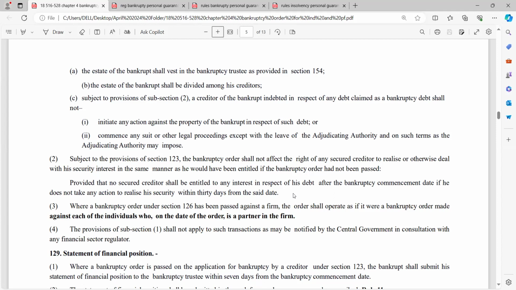Sir, what is this interest? Security interest or any interest payment? No, interest payment. Interest in respect of his debt. Okay, so it is interest on the debt. So his interest on the debt will be frozen up to the bankruptcy commencement date only.